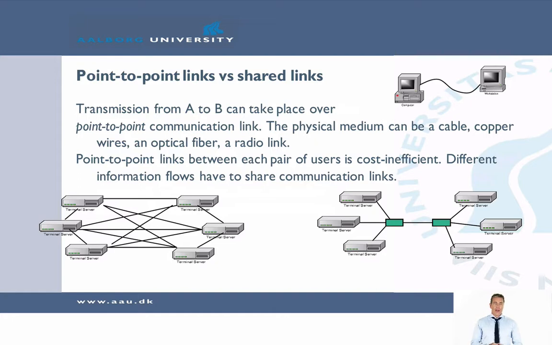So just a quick look at point-to-point versus shared links. To the upper right here, we see a point-to-point communication where we simply have a cable between the two terminals. So there is no multiple access to discuss here. Then on the bottom, we see point-to-point links between a lot of users. So assume that we have a lot of users and they are each connected to each other by a cable. Well, that's not cost efficient. And just imagine the computer network of the university if all terminals had to have a direct cable to each other. That would not be feasible. So somehow we need to be sharing communication links.